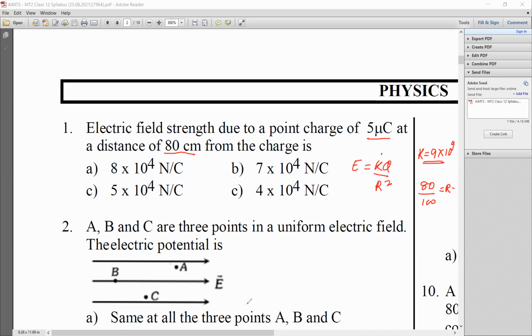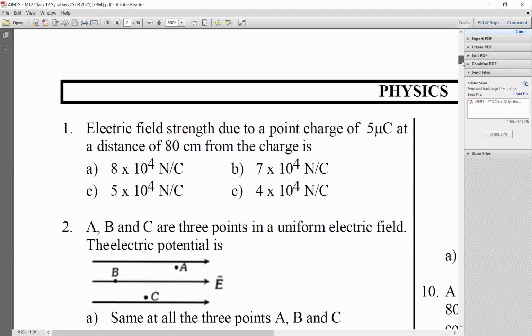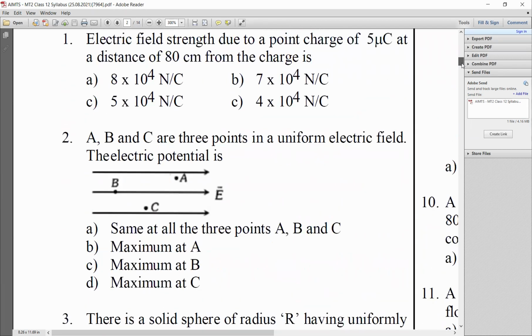Coming to the second question. A, B, and C are 3 points in a uniform electric field. The electric potential is... Now, here one concept you should remember. In the direction of electric field, the potential decreases.